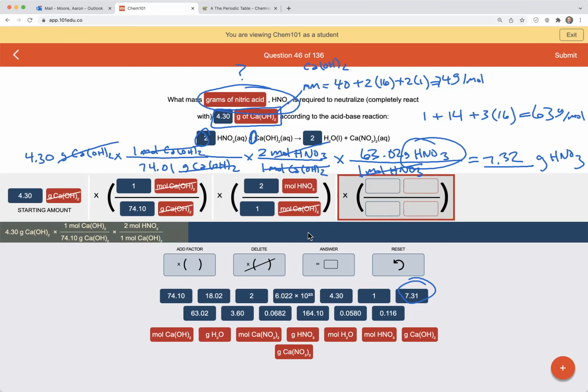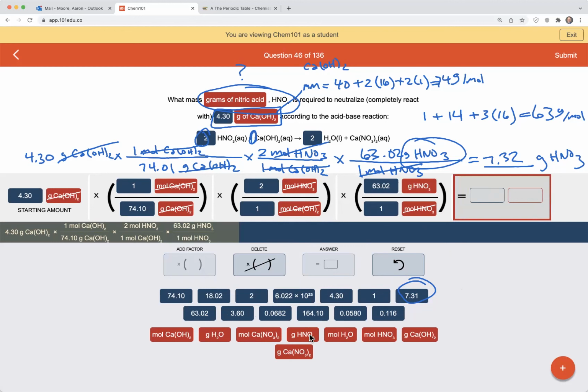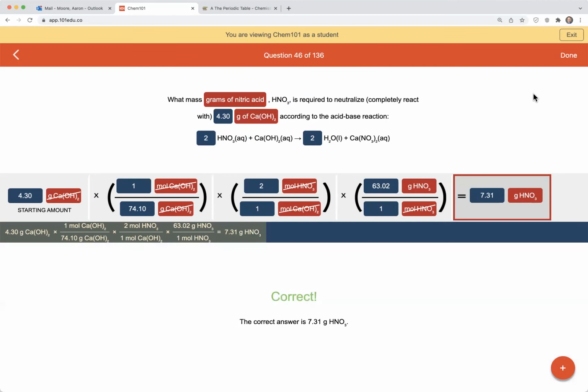All right, so one more thing we need to do is convert from moles of nitric acid into grams of nitric acid. So 1 mole of nitric acid, we said was 63, so 63.02 grams of nitric acid. Okay, so now I have the units that I'm looking for. So I can do my answer bar here, or answer box. And as we figured out, 7.31 is the amount. Okay, so clear all this away. We'll submit the work. And we're correct on that one too, okay? All right, so that one was number 46.